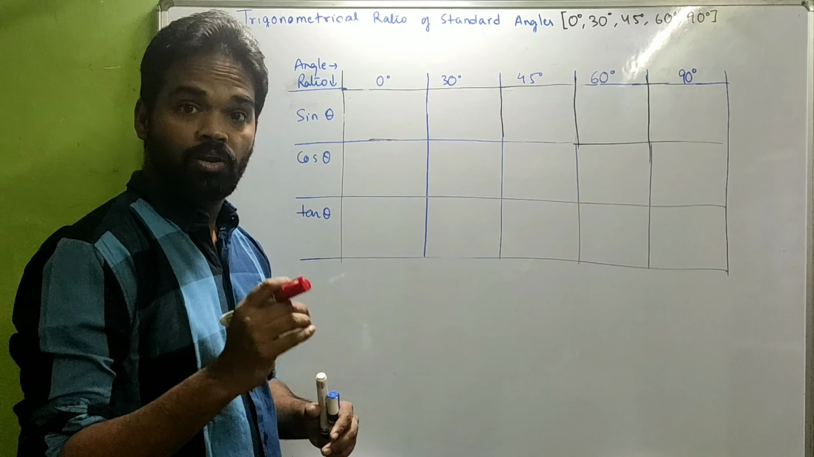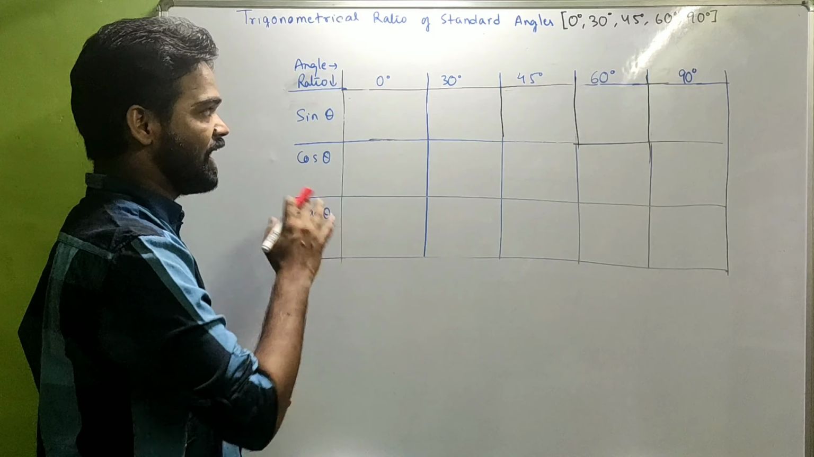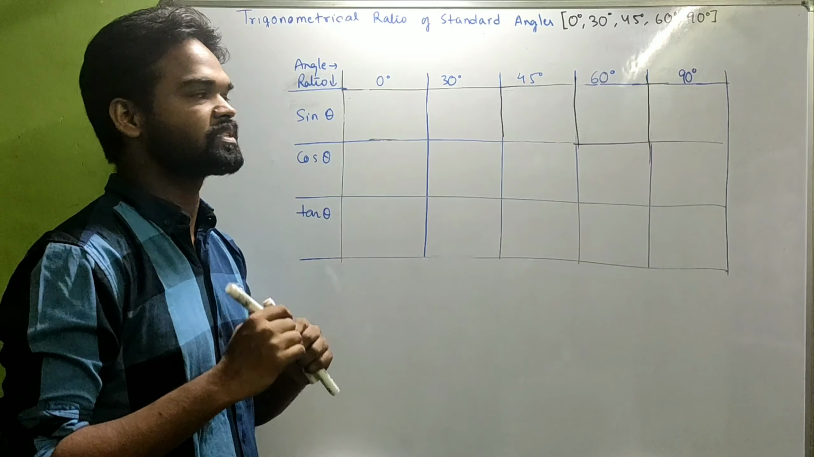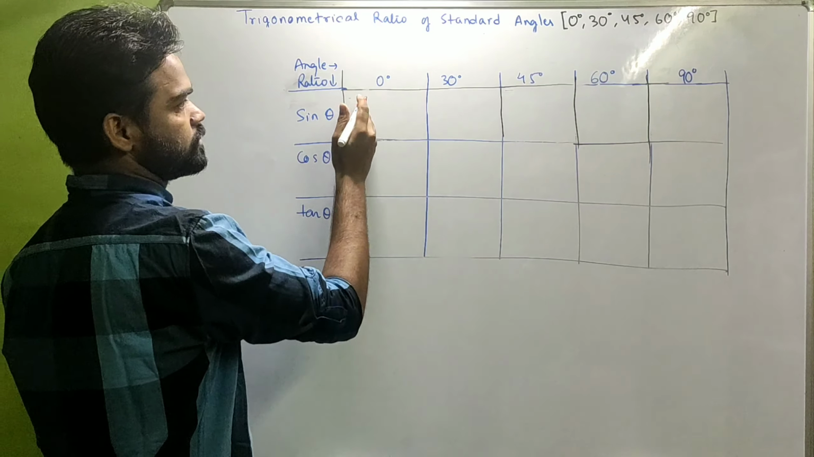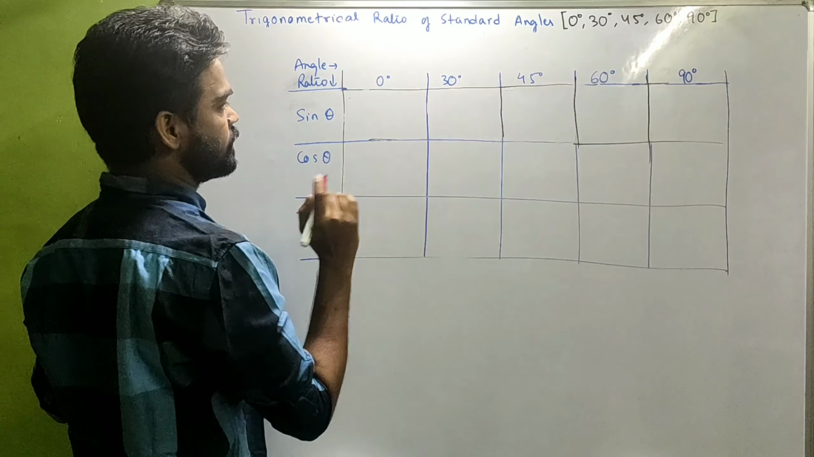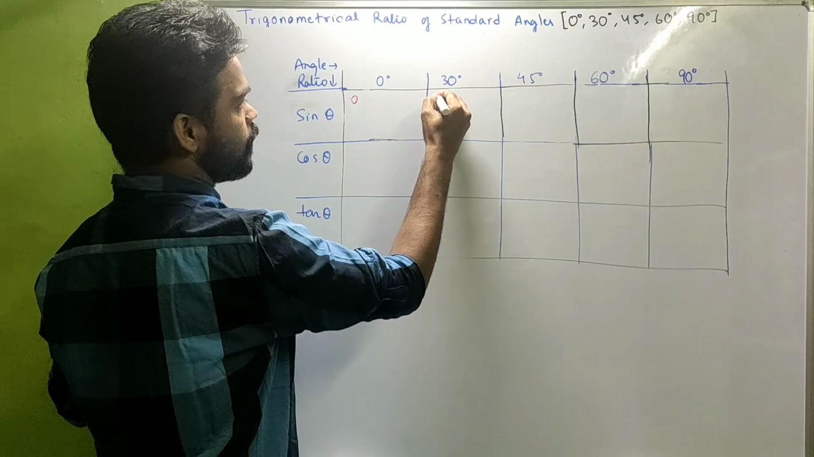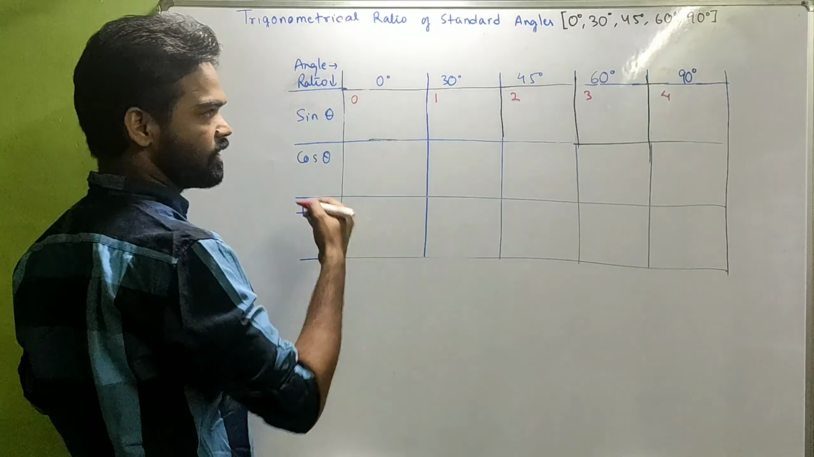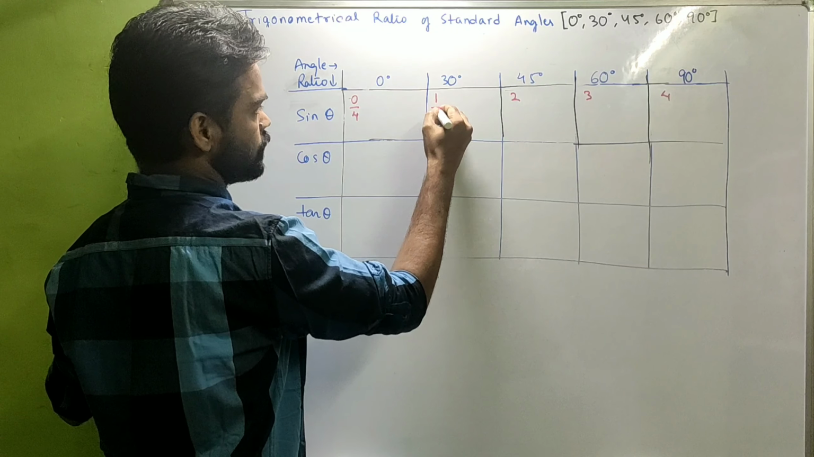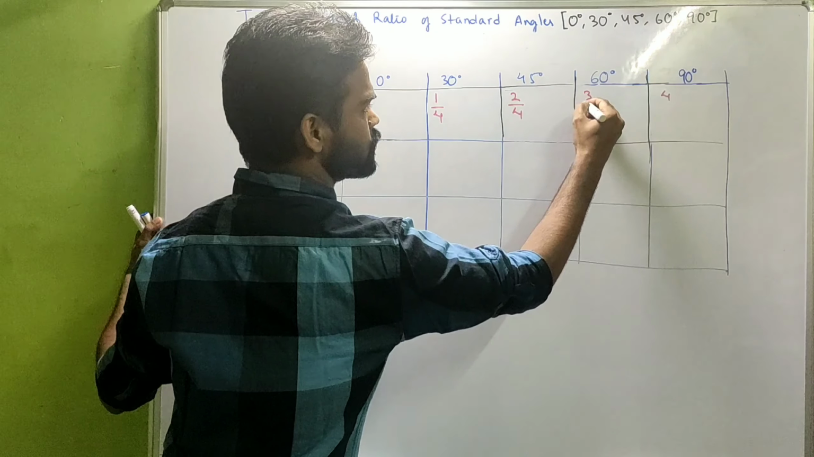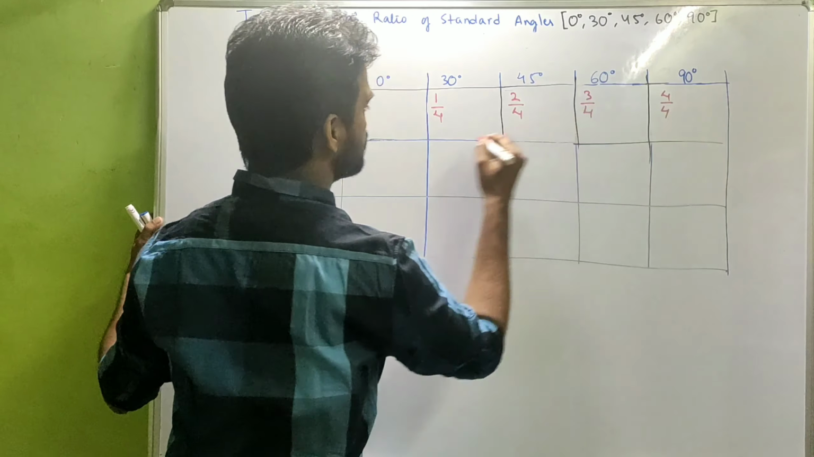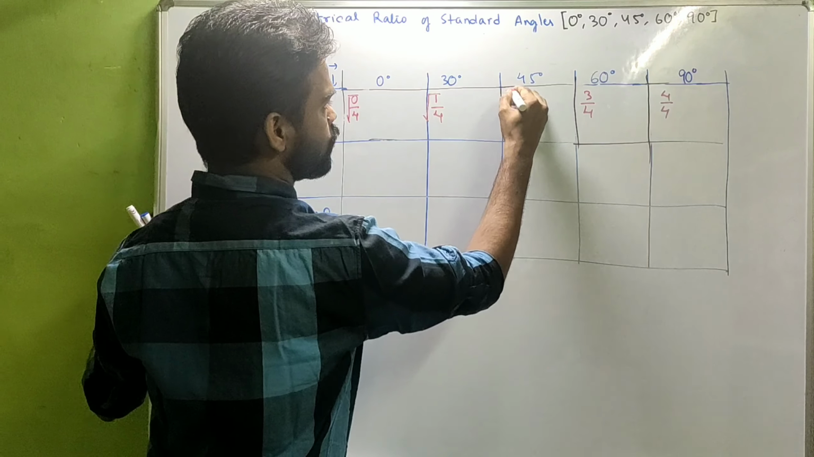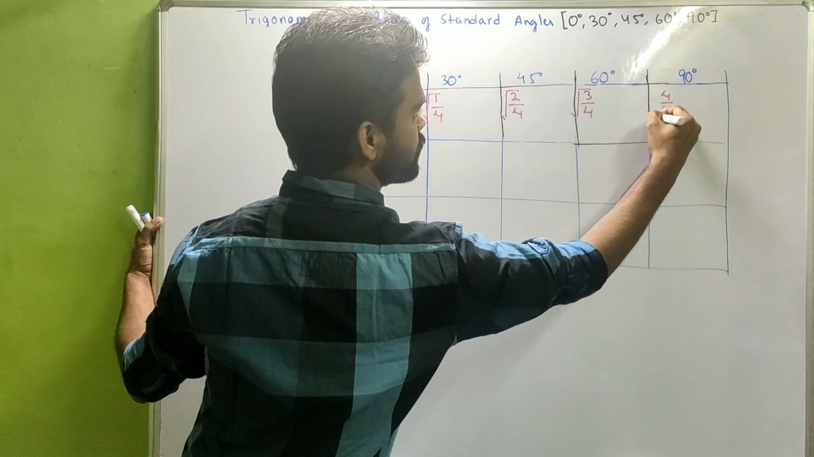Now let us see how you can memorize the value of different T ratios at these standard angles. You just need to remember for sine: 0, 30 degree, 45 degree, 60 degree and 90 degree. How will I do it? 0, 1, 2, 3, 4. Then I'll divide by 4. You can memorize also, there's no issue. Then find the square root in all the cases.